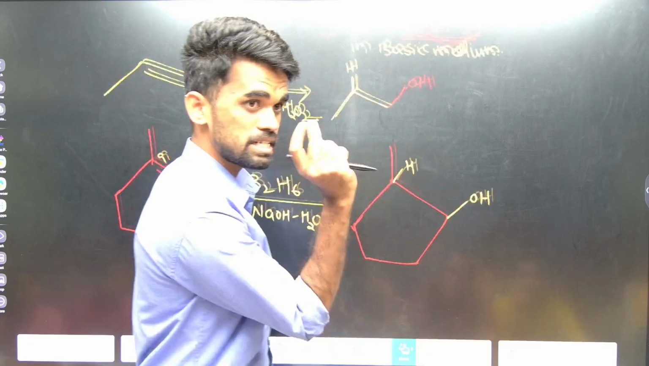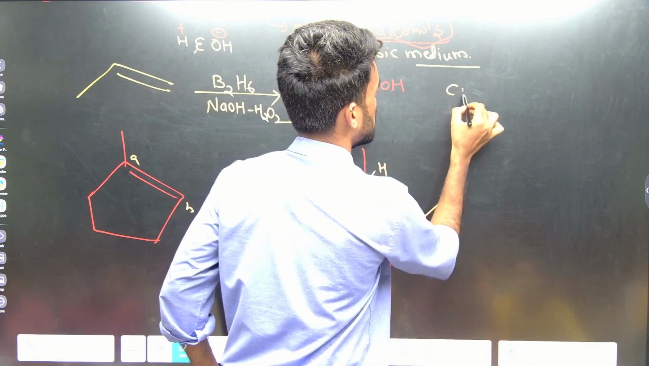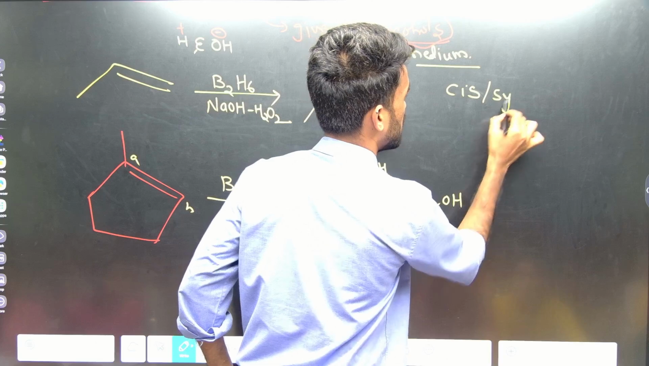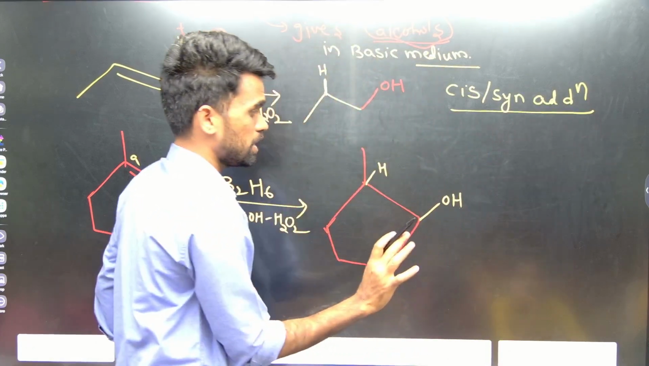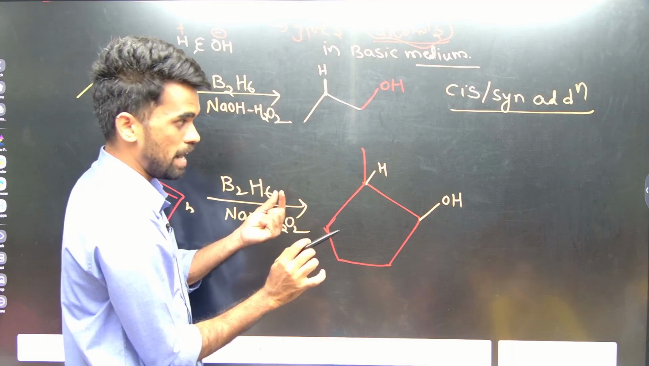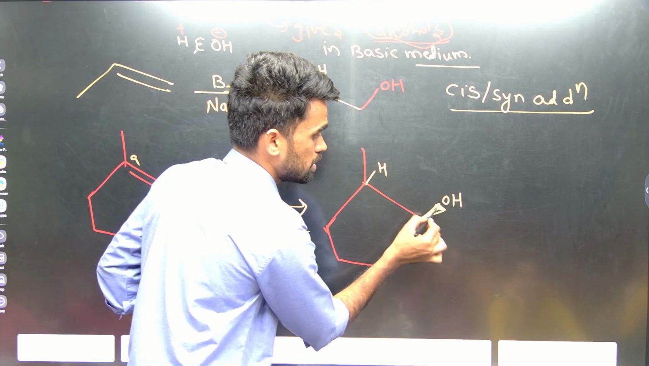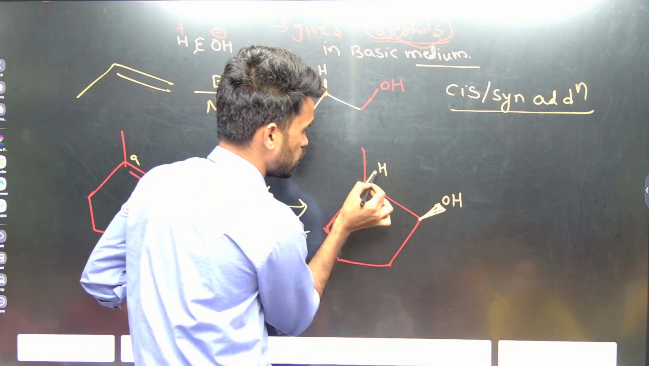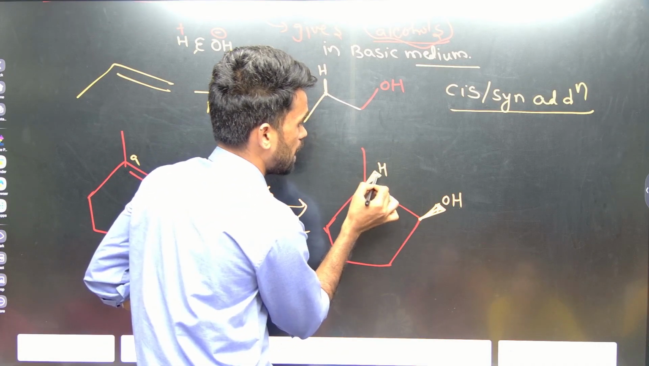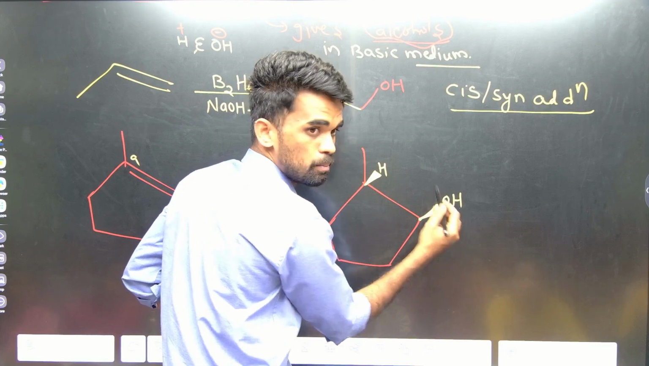Next statement I am using here, see. This addition is cis addition or syn addition. What addition? Cis addition or syn addition. It means that the H and OH you are adding now must be in the same plane. Cis, syn means what? Same group, same side, we studied. So both H and OH should be in the same plane, either above the plane or below the plane.